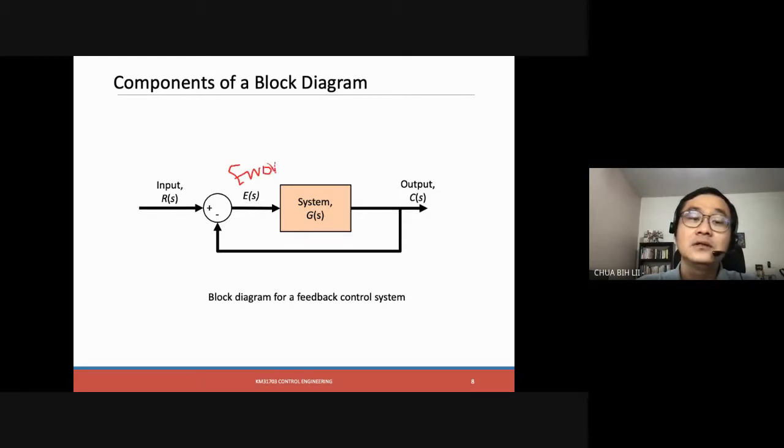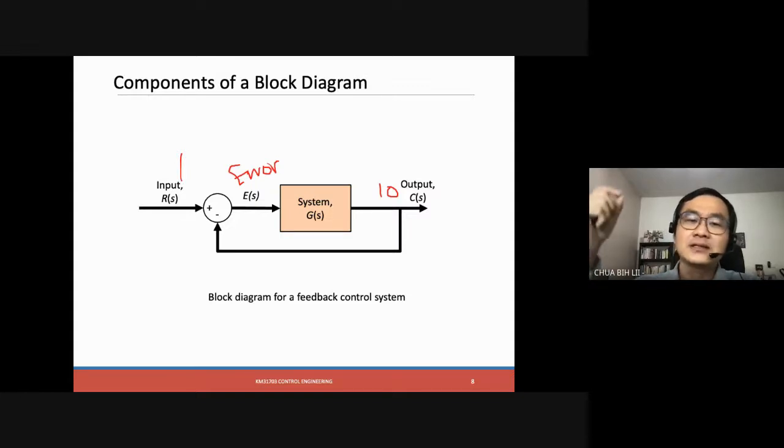Error signal. The reason we say error is that the same signal goes in initially, and after it is processed through the system, it may give you something different. Let's say you input 1, and after you process you get 10, so it goes back over here.